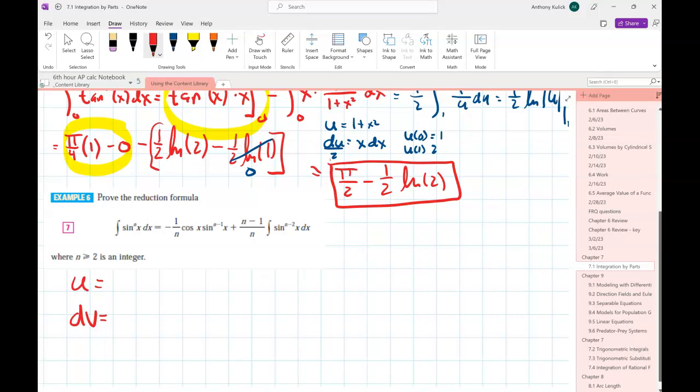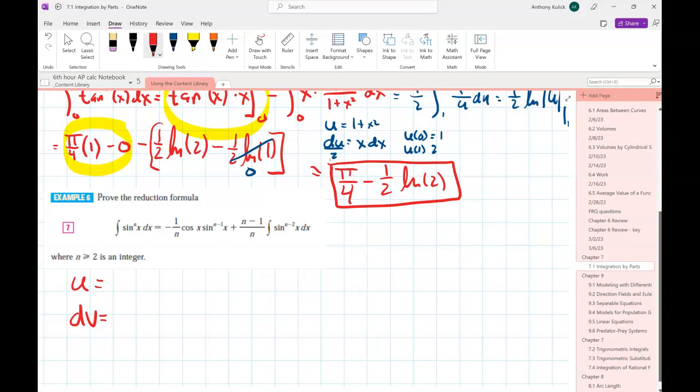In the last one, it should be over 4. Thank you, great catch. I miscopied the answer. I wrote down pi over 2 and I meant pi over 4. Yep, good job.